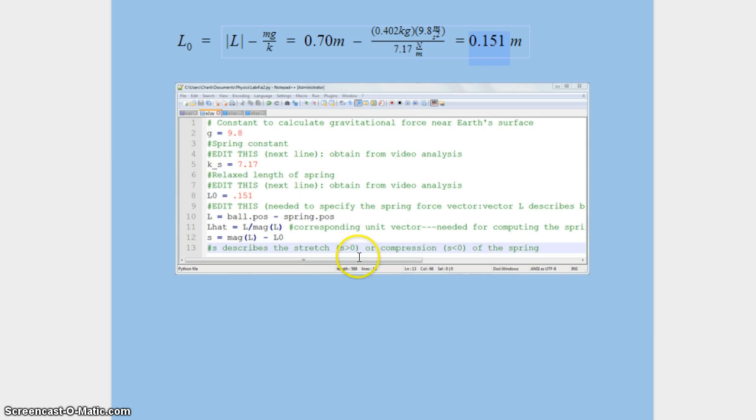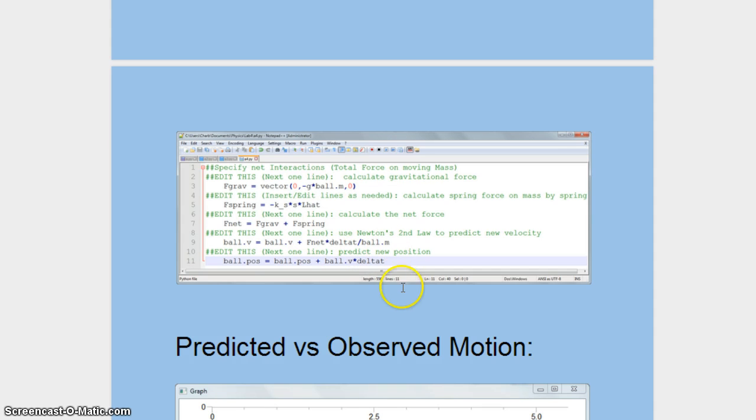So continuing on. This is where the implementation of Newton's law lies in the code. We have our force of gravity, which is negative g times our ball's mass in the y direction. The force of the spring, which is the application of Hooke's law, and notice its direction is in the negative L hat direction, which from the code above is in the direction that the spring is pulling the object back towards the origin. So our net force is simply the sum of those two forces acting on it. And then here's the application of Newton's second law, which updates the velocity, which then in turn updates the position.